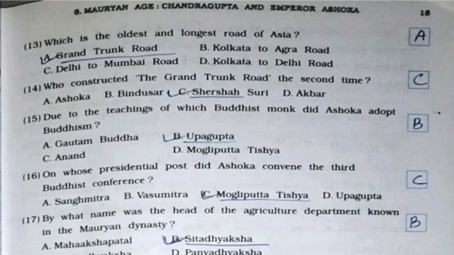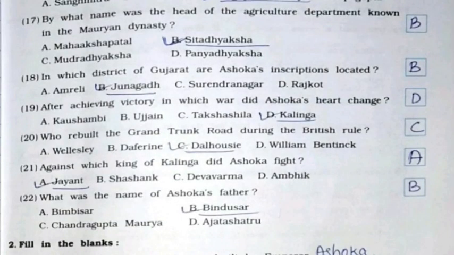15th one, due to the teachings of which Buddhist monk did Ashoka adopt Buddhism? It's option number B, Upagupta. 16th one, on whose presidential post did Ashoka convene the third Buddhist conference? It's option number C, Mogliput Tishya. 17th one, by what name was the head of the agriculture department known in the Mauryan dynasty? It's option number B, Sitadhyaksh.